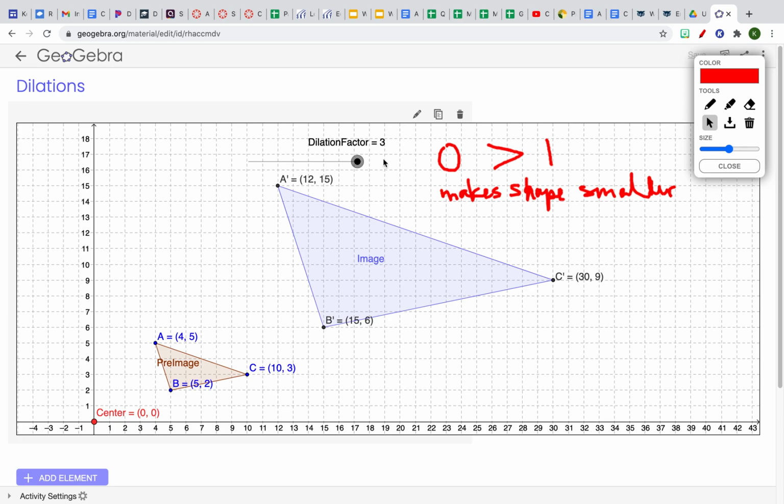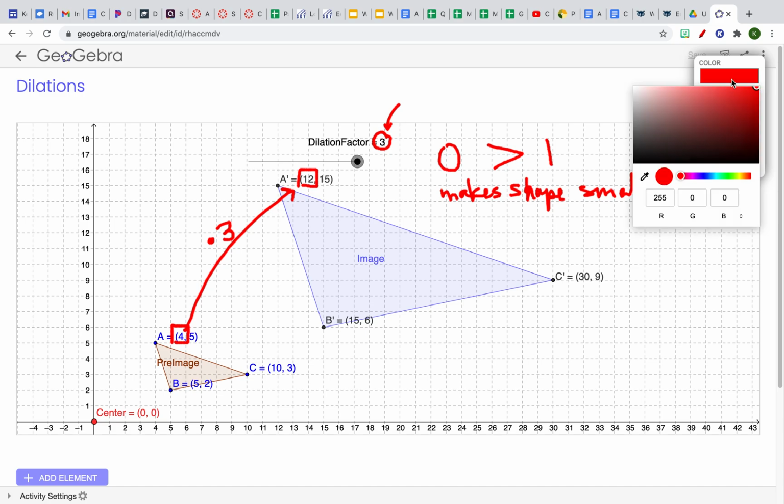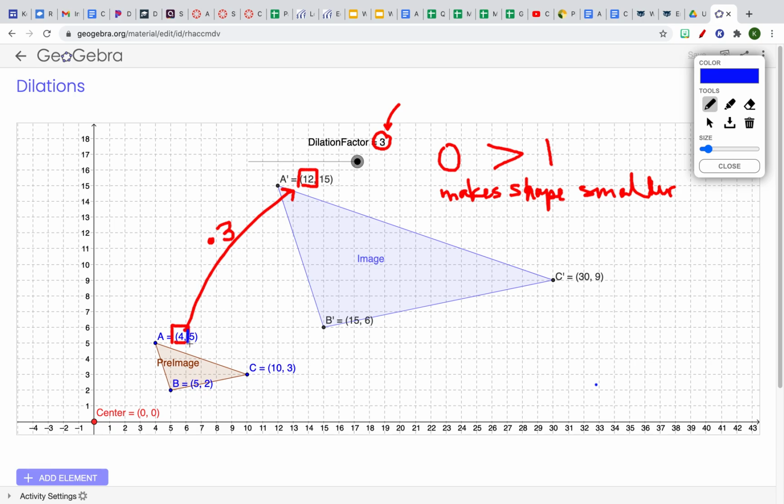Now there's one easy way to tell what the new coordinates are going to be. You take your dilation factor and look here, this one is 4, what is this one? What do we do from 4 to get 12? Oh, we multiplied it by 3. Wait a second, that's our dilation factor. And if you look at the other one, the other point, it's 5.